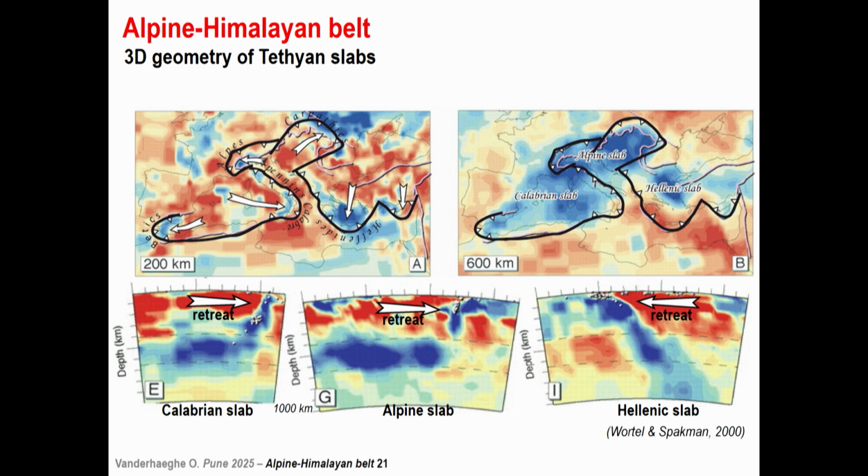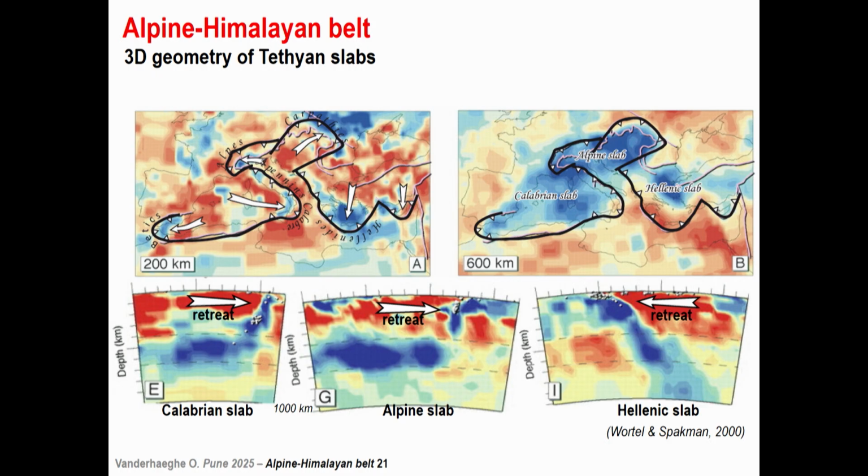So these are map views. That's a horizontal slice at 200 kilometers, a horizontal slice at 600 kilometers, and these are vertical slices in different places. So we can see at first order there's a huge difference between Eastern Europe and Western Europe. Here it's basically the Scandinavian craton. So it's a thick, rigid block, and it limits the Variscan and Alpine orogenies that didn't go beyond that.